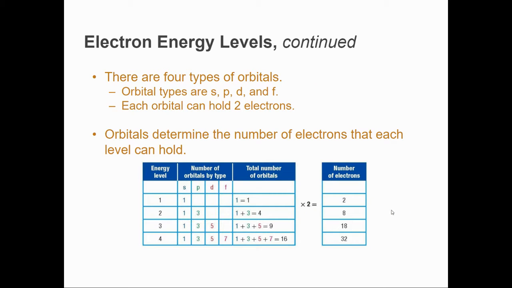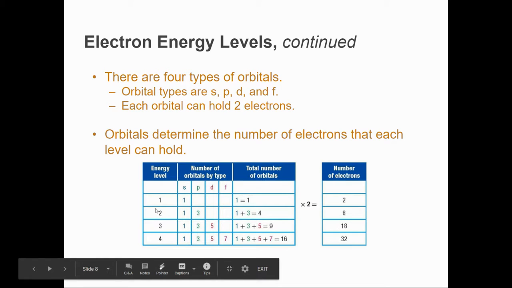So there are four types of orbitals. You have s, p, d, and f, and each orbital can hold 2 electrons. Orbitals determine the number of electrons that each level can hold. Okay, so energy level 1 holds 2, level 2 will hold 8, level 3 is 18, level 4 is 32. You can see how many is in each of those.